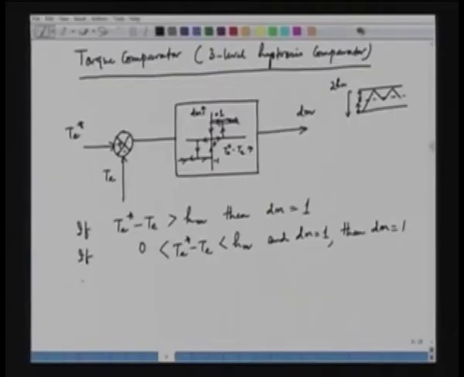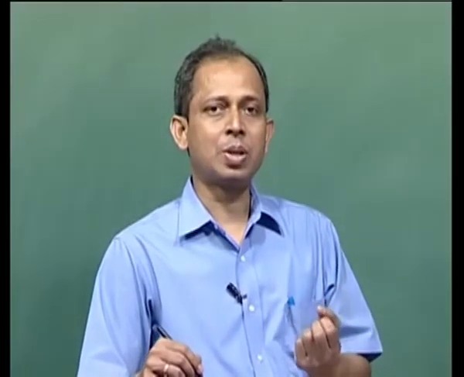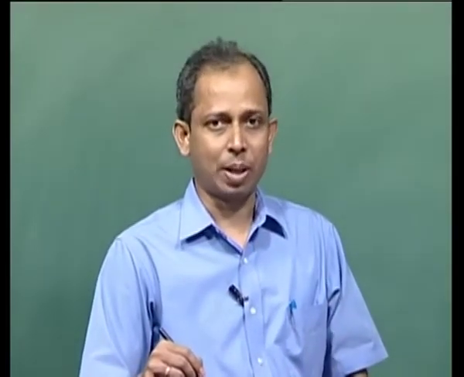And then we can also write down in the following fashion for the lower band: if Te star minus Te is less than minus of Hm, then dm is equal to minus 1. It means if the actual torque is more than the reference torque, the torque has to be reduced or decreased, and torque reduced means the status is minus 1, dm is equal to minus 1.